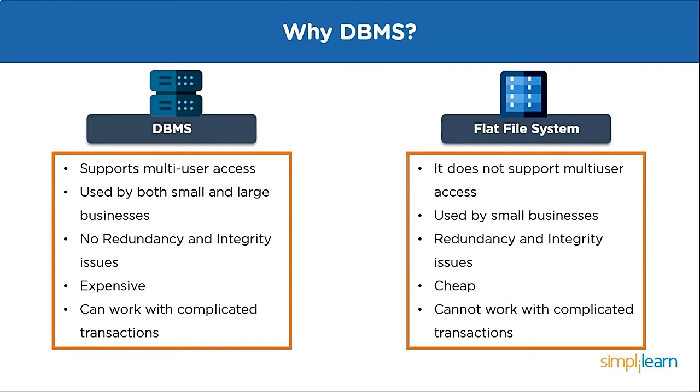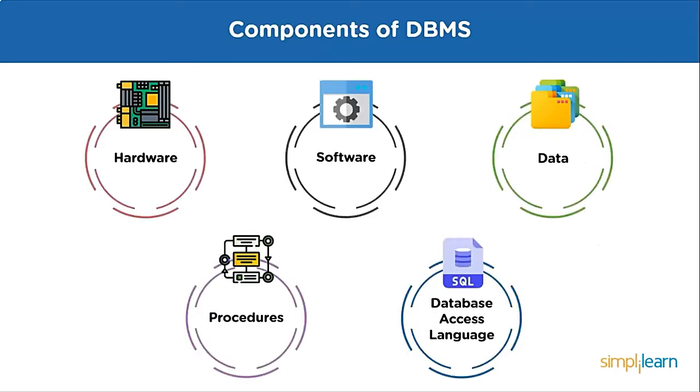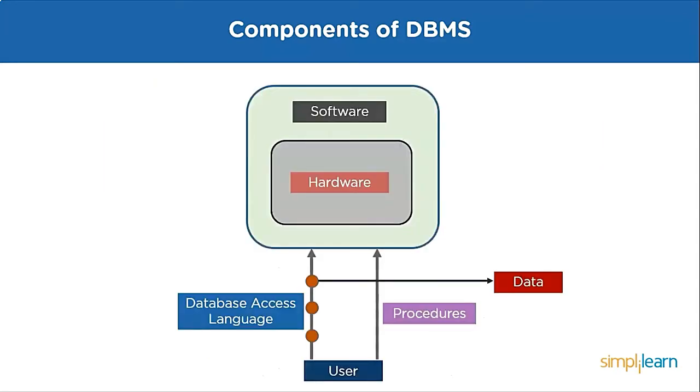Now, we will see the components of DBMS: hardware, software, data, procedures, and database access language. Let's have a simple diagram to see how they all fit together to form a database management system, and let's dive into these components. Hardware. When we say hardware, we mean computer, hard disk, input-output channels for data, and any other physical component involved before any data is successfully stored into the memory.